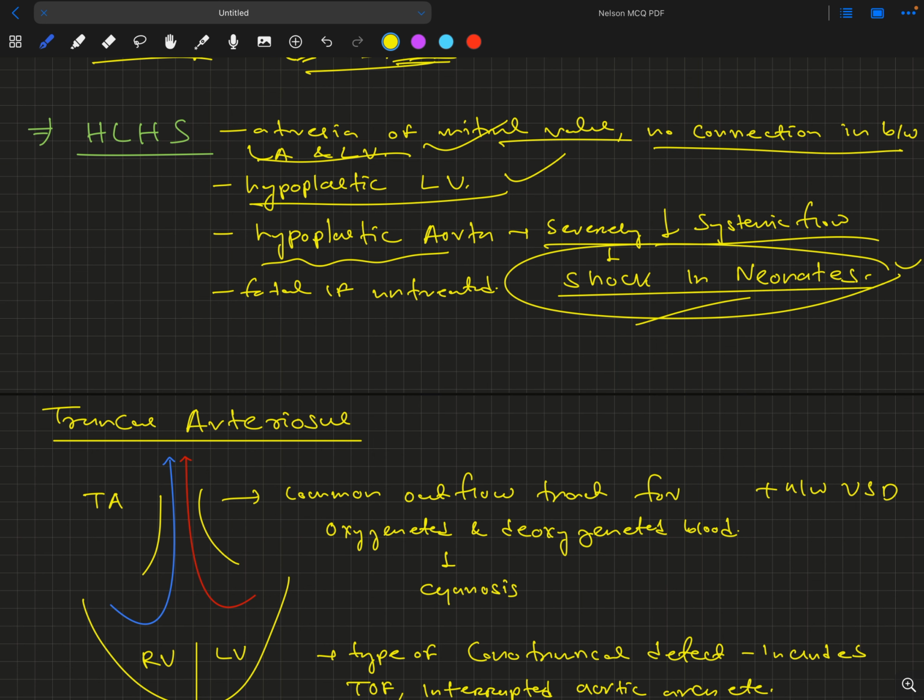So there is atresia of the mitral valve. So there will be no connection between the left atrium and left ventricle. There will be a hypoplastic left ventricle, underdeveloped left ventricle, and hypoplastic aorta. That will lead to very severe decrease in systemic flow, and it will lead to shock in case of neonates, and it is fatal if untreated.